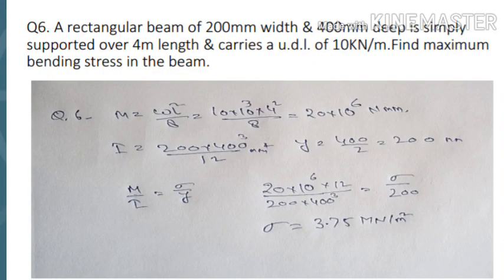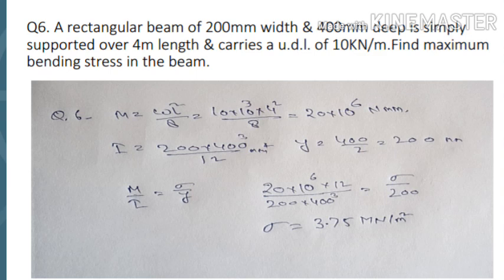So here we have the last question. A rectangular beam of 200 mm width and 400 mm depth. Here the beam is given as rectangular with width and depth. So I can be calculated as I equal to b d cube by 12, that is 200 into 400 cube by 12, and y can also be calculated as half of the depth, that is 400 by 2. So by using this data we determine the value of Ixx and y.